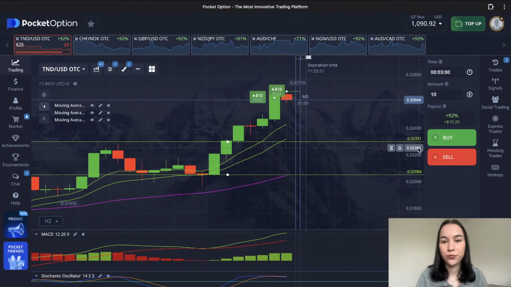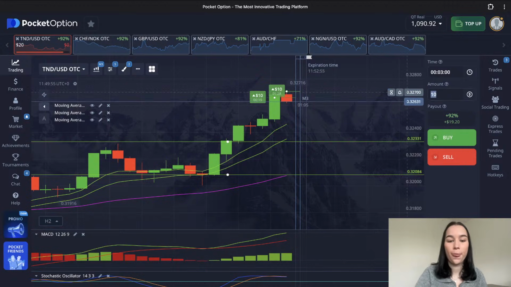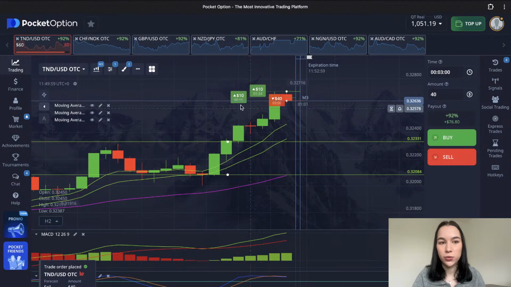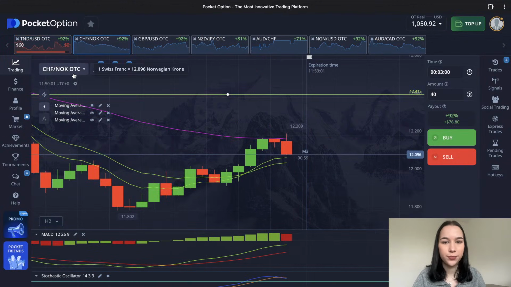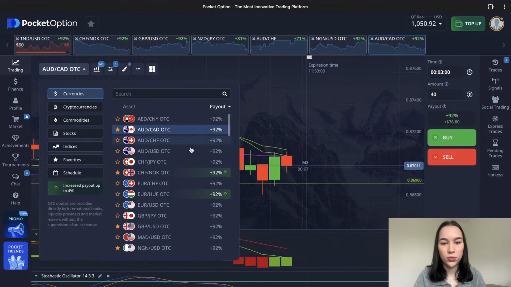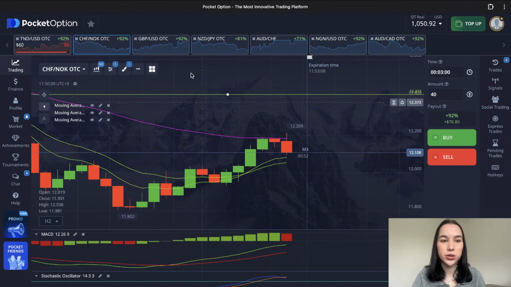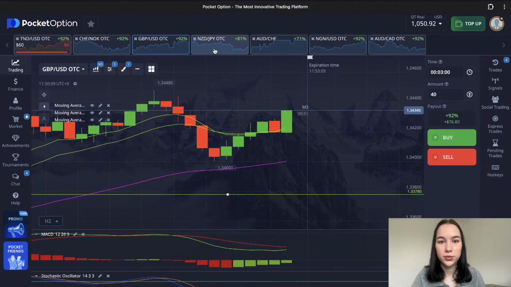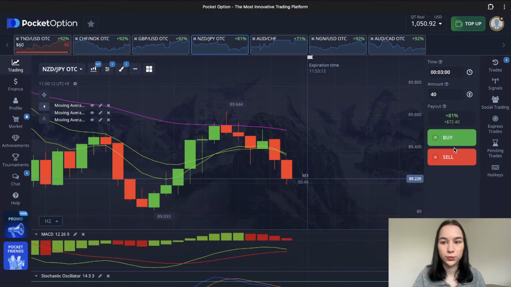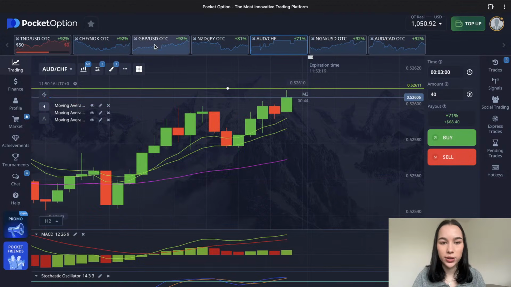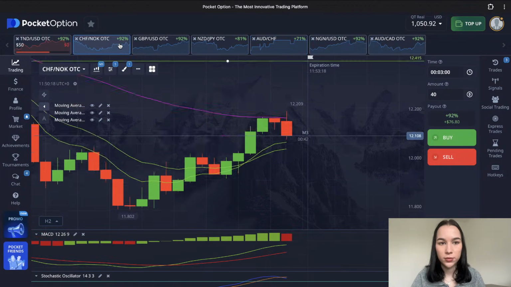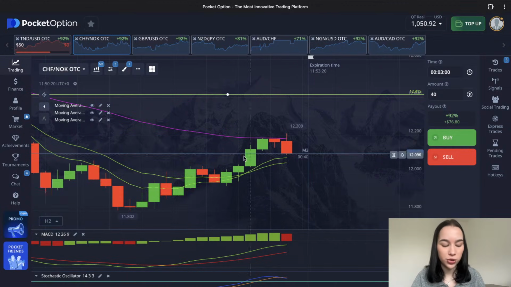So yeah, here we got some reversal. We're gonna open a trade here and check something else. Here it also started to reverse. 81% here, not that great. Here it could be just aggressive candles.